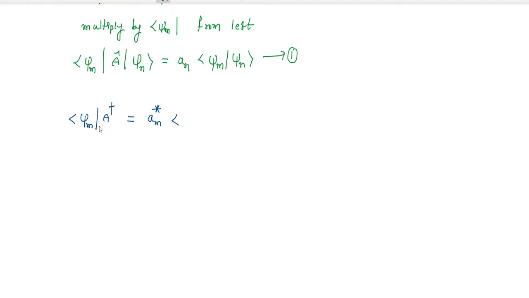So this is the m state, which is why I'm giving psi_m here. Now multiply by the ket vector psi_n of x from the right side of this equation.